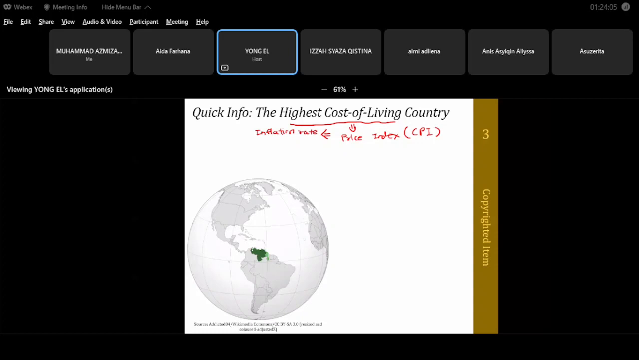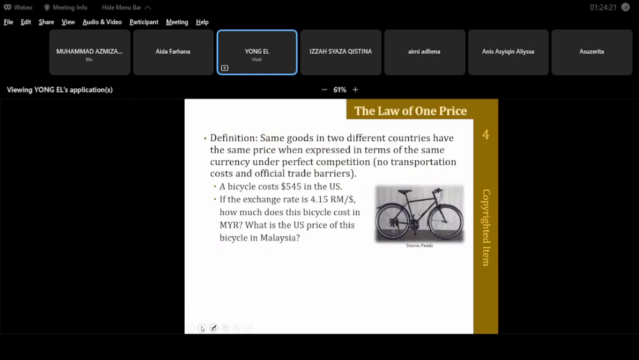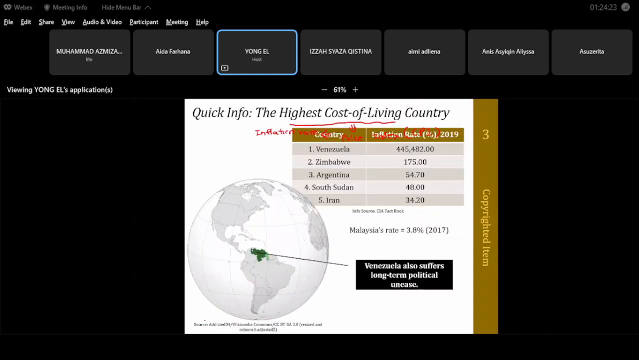Okay? Inflation rate is usually expressed as a percentage because it measures the growth of CPI, right? These are the top five. Sorry, let me erase the right thing here so that you can see the table clearly. This table shows you the countries with very high cost of living. I summarize here the top five.